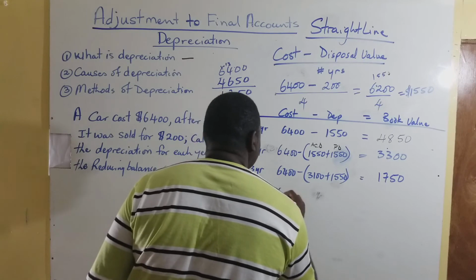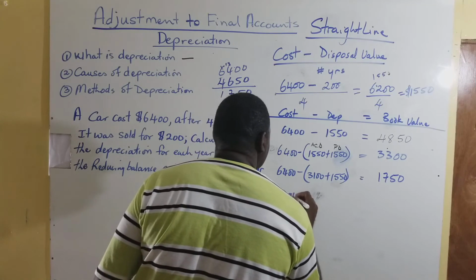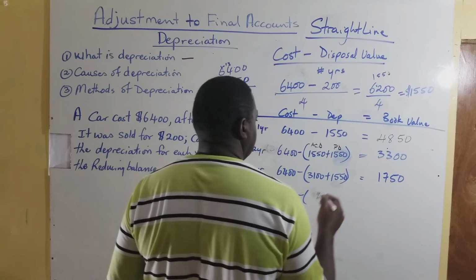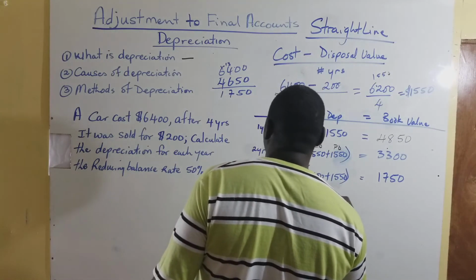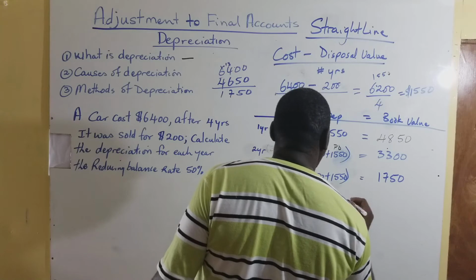All right. Year 4, it is still the 6,400 minus, and the total of this was what again? 4,650 plus 1,550.